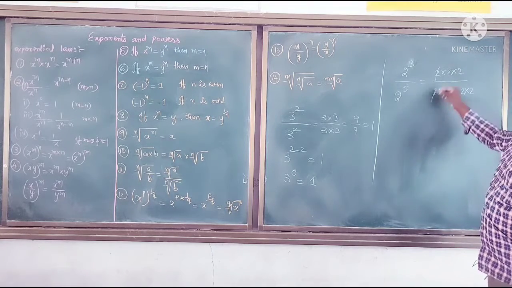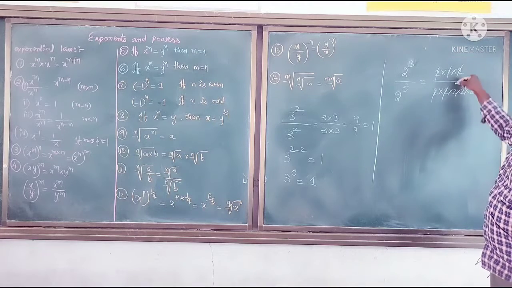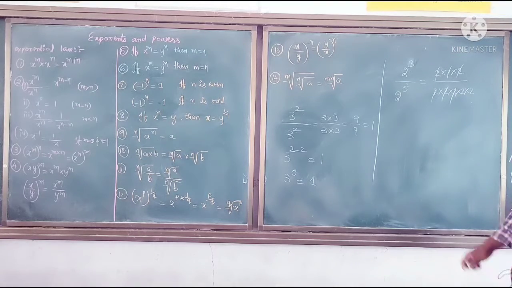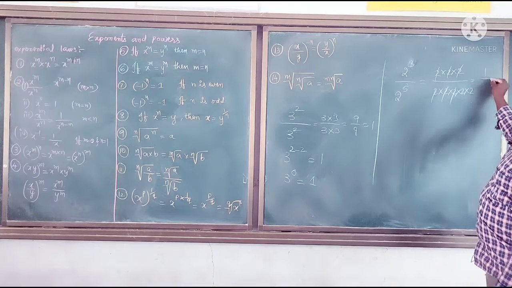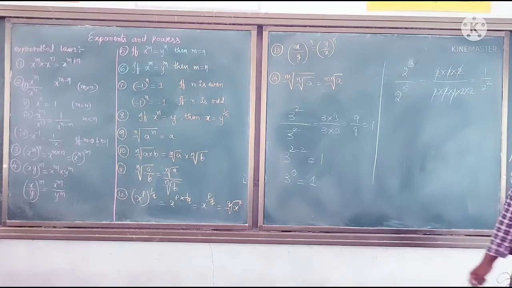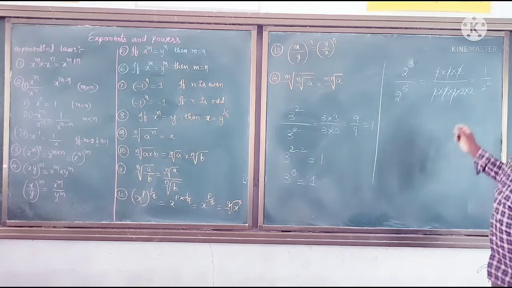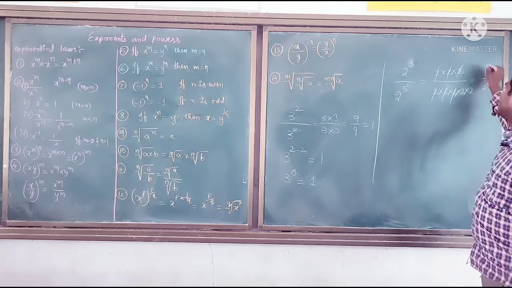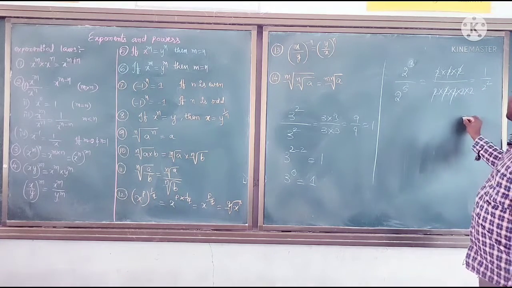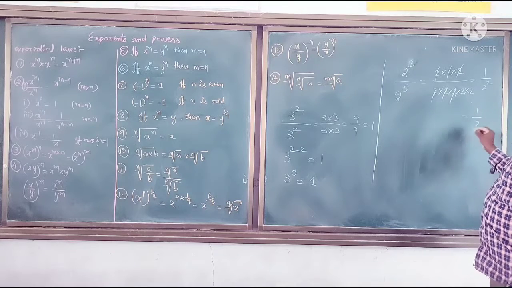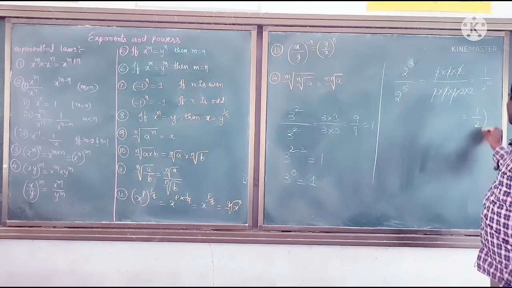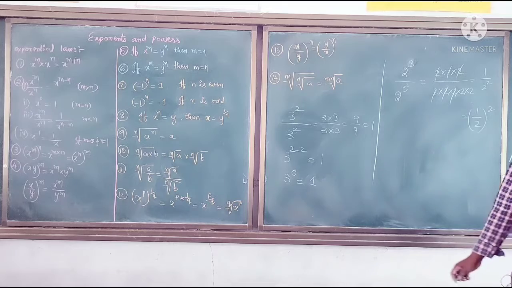These two cancel, these two cancel, these two cancel. So what is left over? 1 by 2 into 2, which we can write as 1 by 2 square, or 1 by 4. So we can also write this as 1 by 2 whole square. No issue for that.